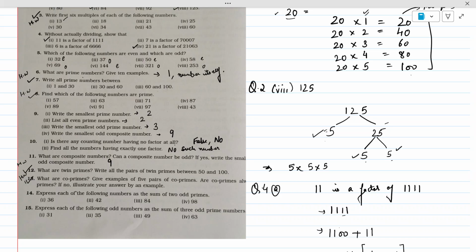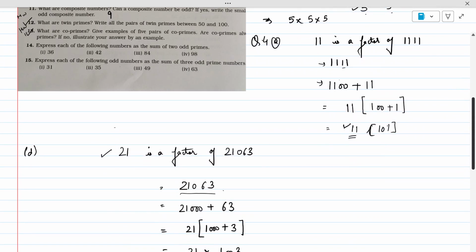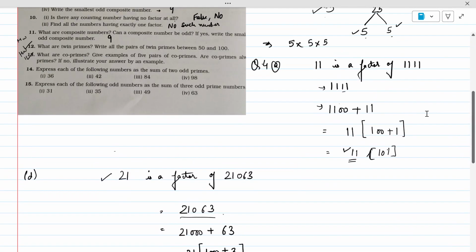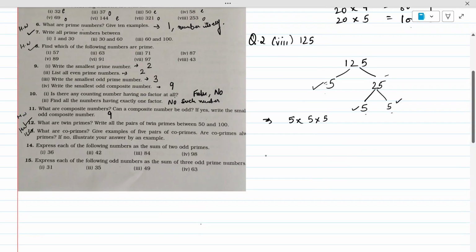Next, express each of the following numbers as the sum of two odd primes. So what we have to do here is, kids, let me do this question. I'm writing this here, question number 14, and let us do the first two parts, this one and this one. Okay, so the first part is 36.